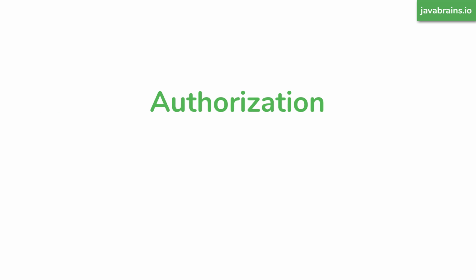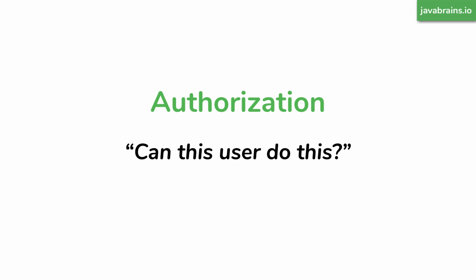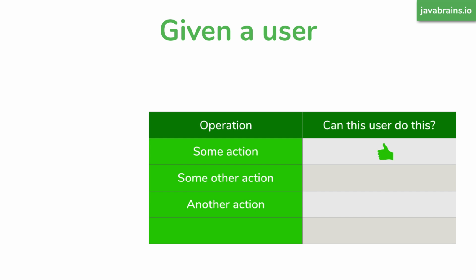Now let's move on to authorization. This is the security guard examining what you want and then deciding if you're allowed to do that. In other words, it's answering the question, can this user do what they're trying to do? It's kind of like a yes or a no answer for a given operation. The user might be able to do one particular operation and they may not be able to do another operation.